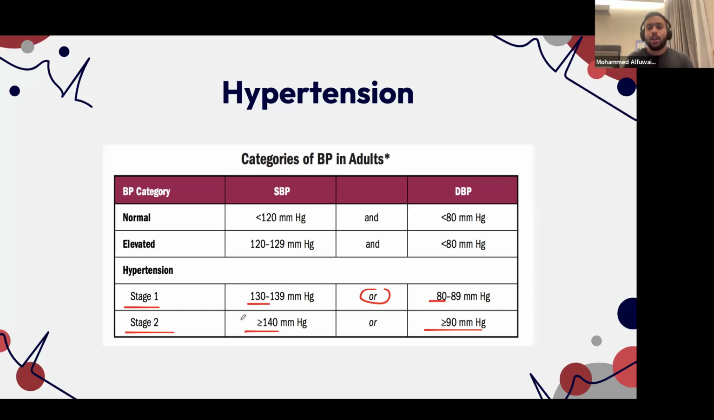If I give you a scenario where a patient comes to your clinic, okay, and you do a reading, and it gives you a reading of 130/85. Does this patient have hypertension? And this is only one reading. Yes or no? So the answer here is no.